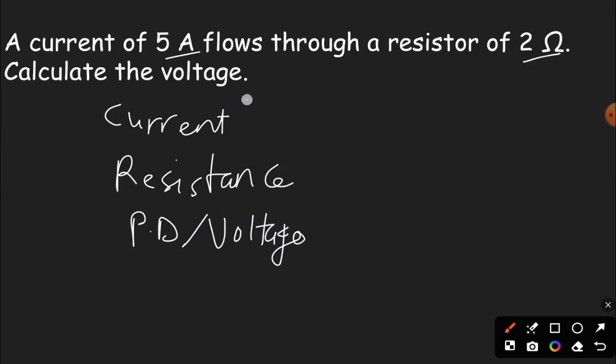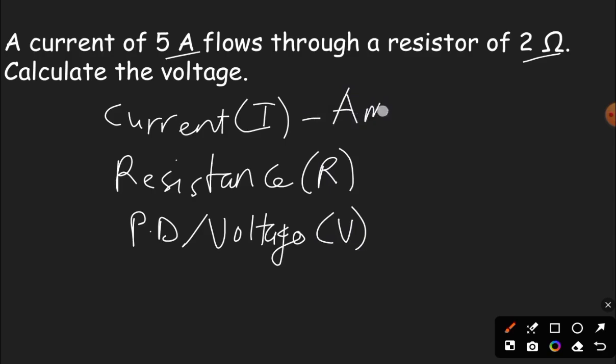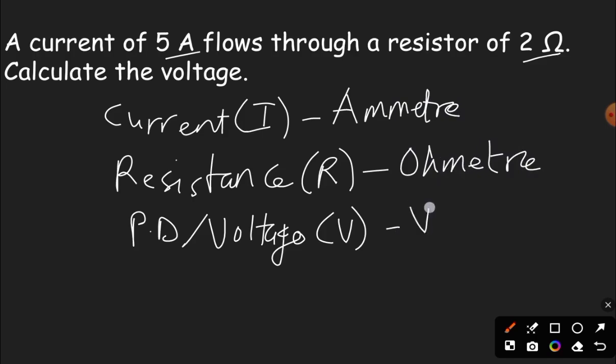So current has a symbol of capital I, resistance capital R, potential difference or voltage has a symbol of capital V. Now current is measured with an ammeter, resistance is measured with an ohmmeter, and potential difference is measured with a voltmeter.